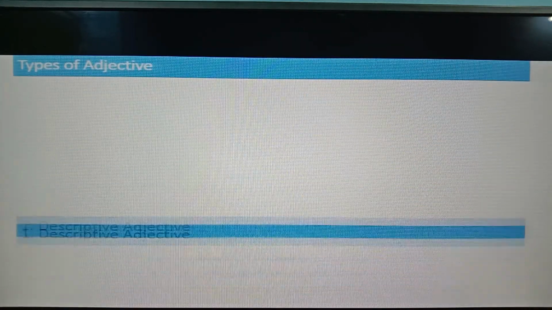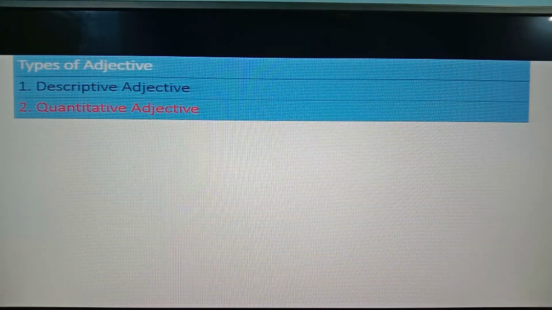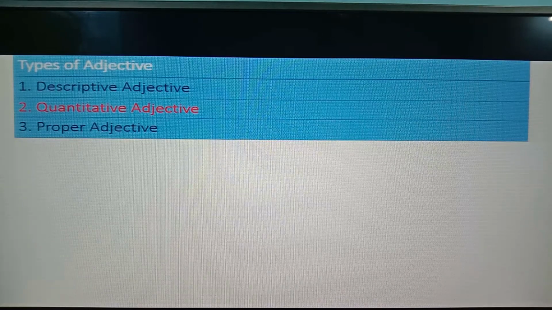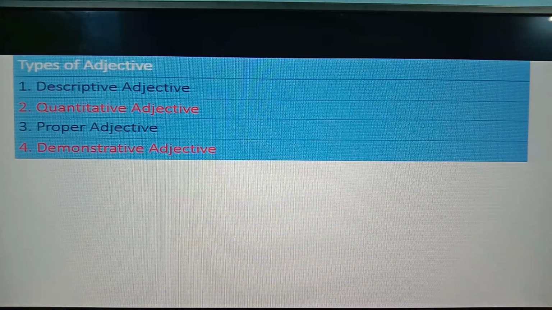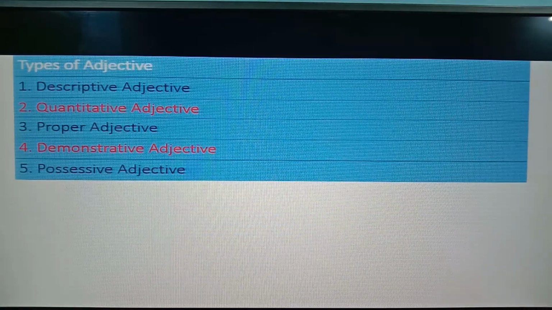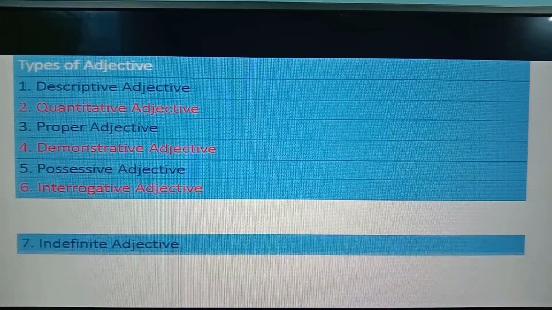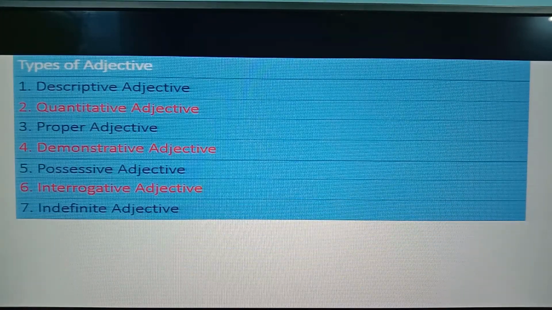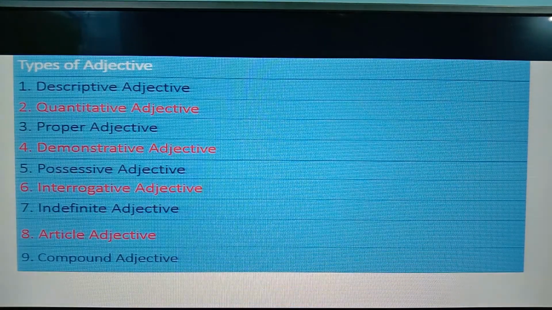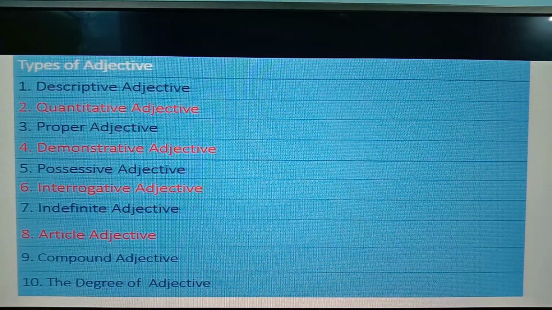Types of adjective. At first, descriptive adjective. Second, quantitative adjective. 3. Proper adjective. 4. Demonstrative adjective. Number 5. Possessive adjective. Number 6. Interrogative adjective. Number 7. Indefinite adjective. Number 8. Article adjective. Number 9. Compound adjective. And 10. The degree of adjective.